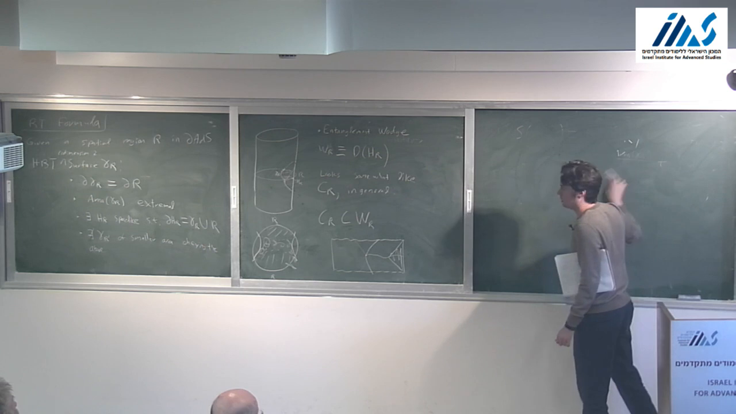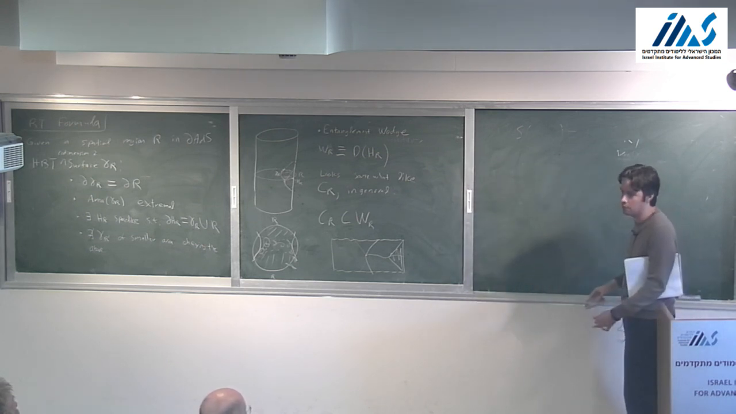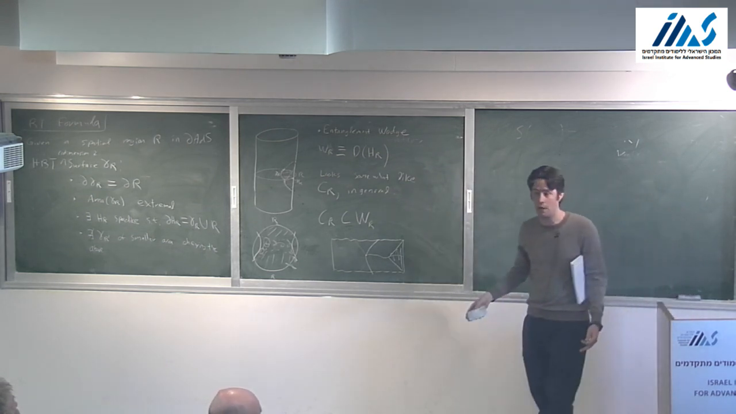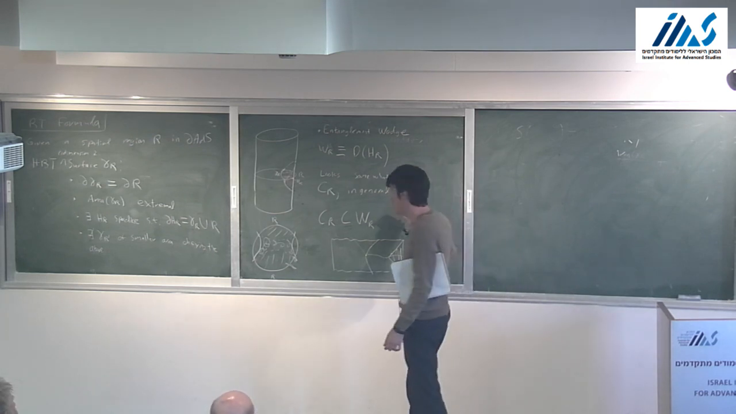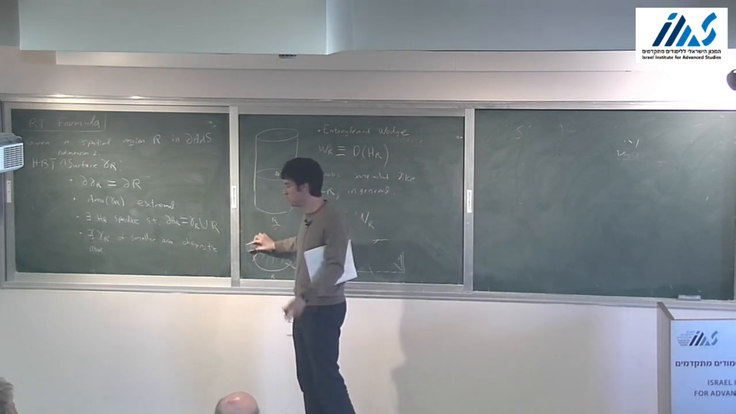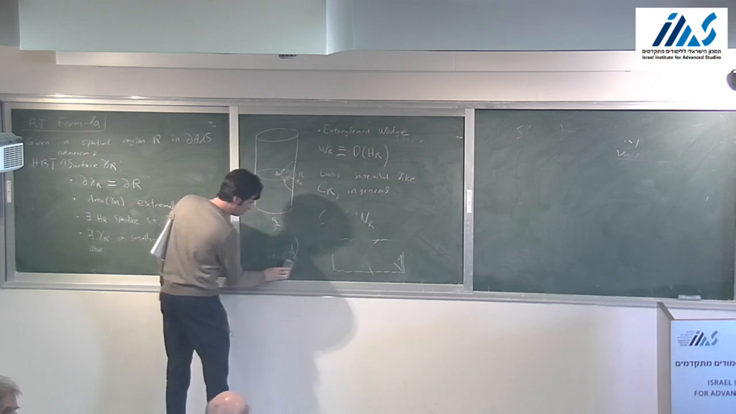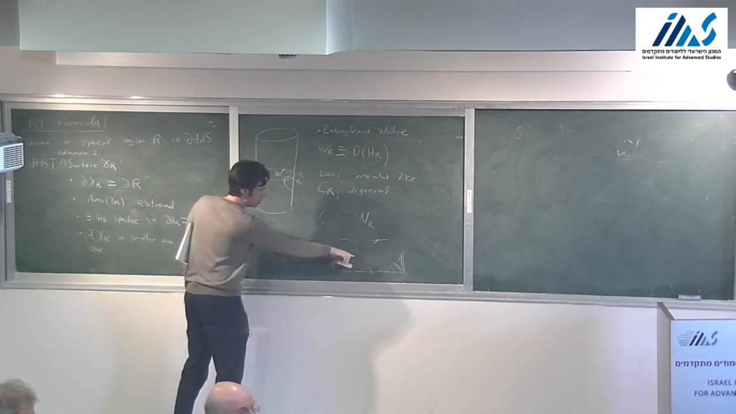And now we're going to start talking about, so this is all bulk stuff. Now I'm going to talk about how you should think about it from the boundary point of view using quantum error correction. So any more questions about this?